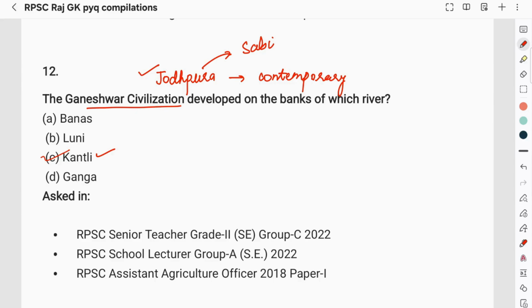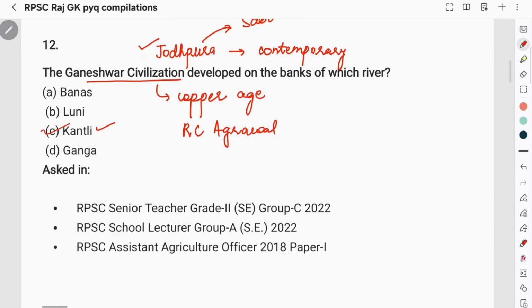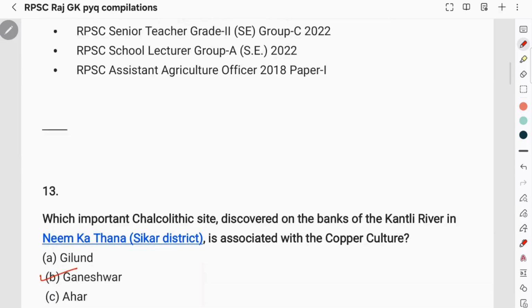Now coming back to Ganeshwar civilization, it was a Copper Age civilization, and we discussed it was situated on river Kantli, and the site was excavated by Mr. A.C. Agarwal, that is Mr. Ratan Chandra Agarwal, and he is quite an important person who excavated many sites in Rajasthan. Keep a note of it too.